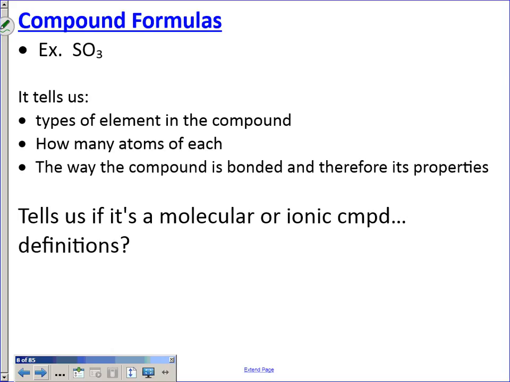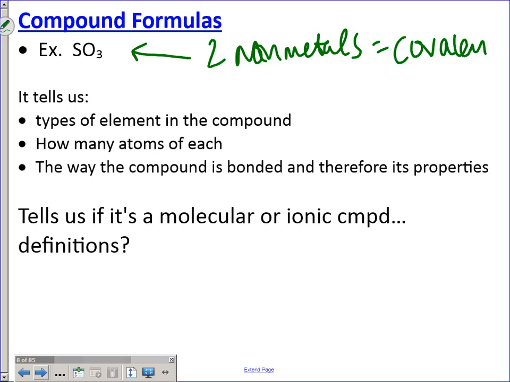So SO3, first off, identify ionic or covalent. How do you guys know covalent? 2 nonmetals. All right, so 2 nonmetals is definitely covalent. How many sulfurs do I have in my formula? 1 sulfur. How many oxygens do I have? 3 oxygens. Okay. So as they come together, you could even draw the Lewis dot structure for it.